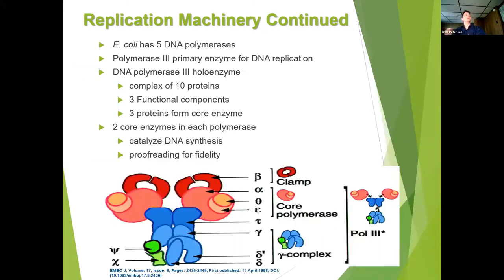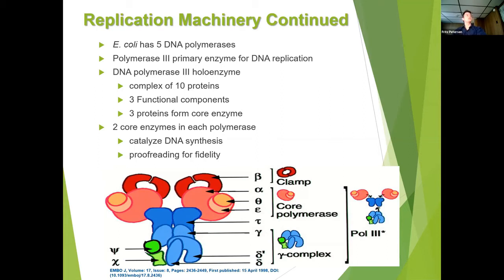Looking at the polymerase, so polymerase 3 specifically. If you look at E. coli, bacteria typically have 5 DNA polymerases, very creatively termed DNA polymerase 1, 2, 3, 4, and 5. This is slightly different in eukaryotic cells, because eukaryotic cells also have 5 DNA polymerases, but they're identified using Greek alphabet letters, not numbers.